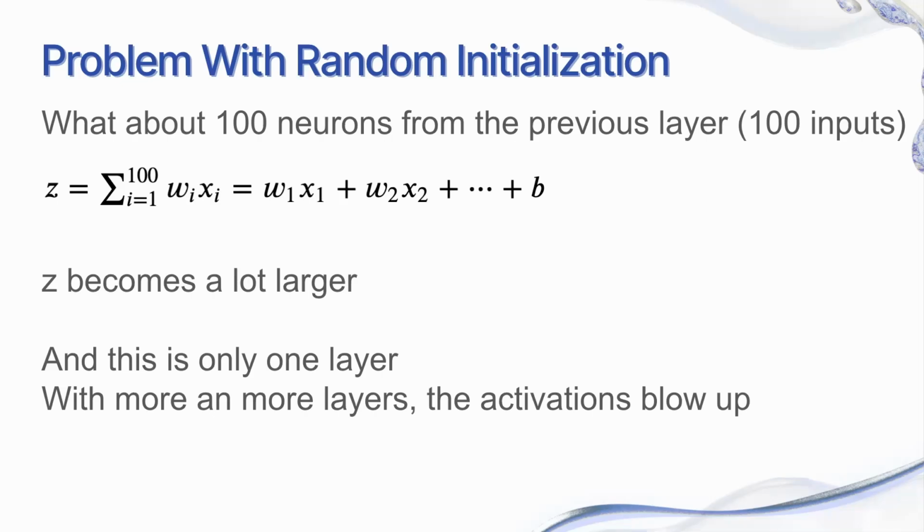Because if I have 1 million neurons in the layer for some reason, then I'll be summing over 1 million terms, which is bad. Your Z becomes a lot larger, and this is only for 1 layer. So if you have 100 layers, each with 1 million neurons, your activation quickly blows up. Any questions so far? No? Hopefully this is clear.